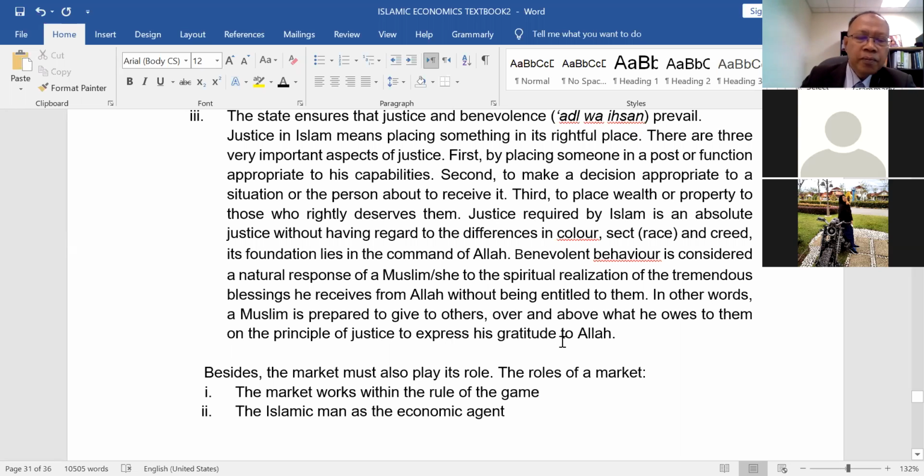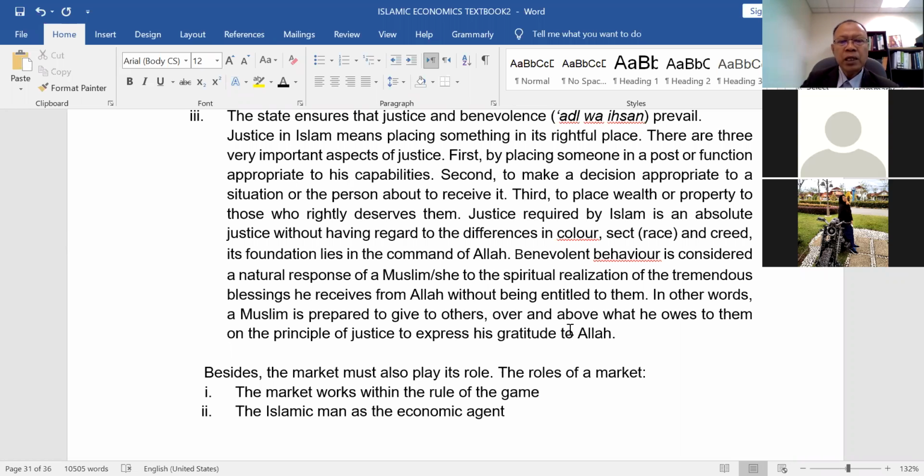shukr to Allah. La in shakartum la azidannakum. Allah says in the Quran, wa la in kafartum inna azabi la shadid. So, to express the gratitude to Allah, a Muslim is prepared to give to others also.